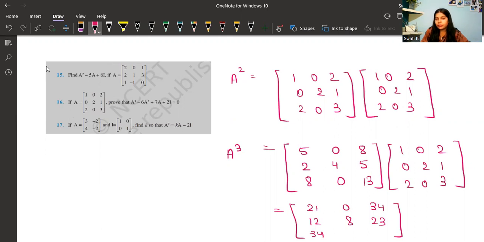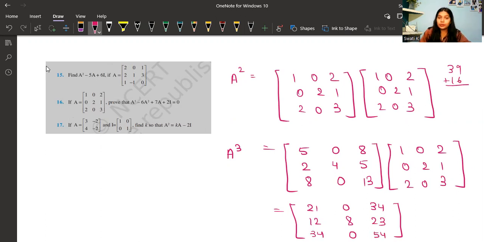Next we have third row, second column. So 0, 0 and 0. And then 8 times 2 is 16, then 0, and then 13 times 3 is 39. So I need to add 39 plus 16, and the answer is 54. So it is 54. So we got the value of A cube.